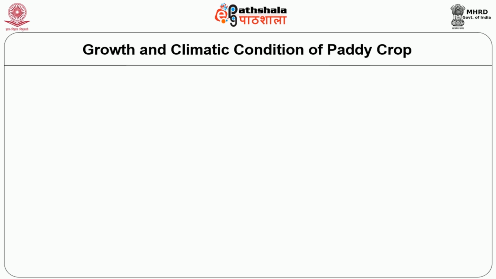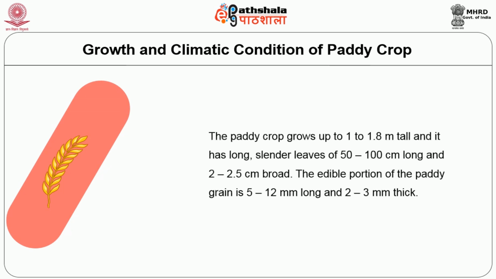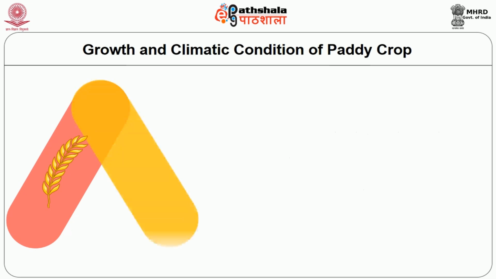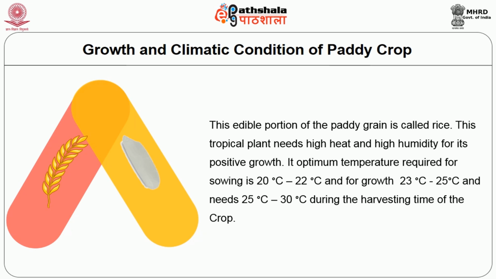Next, let us learn about the growth and climatic conditions needed for the paddy crop. The paddy crop grows up to 1 to 1.8 meters tall and has long slender leaves of 50 to 100 centimeters long and 2 to 2.5 centimeters broad. The edible portion of the paddy grain is 5 to 12 mm long and 2 to 3 mm thick. This edible portion of the paddy grain is called rice.